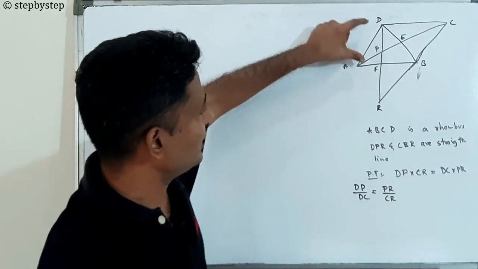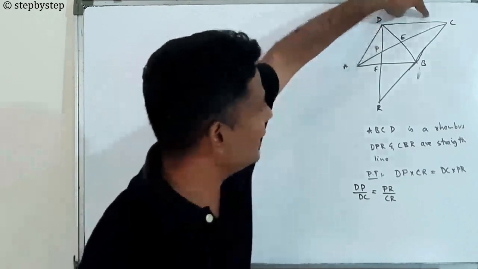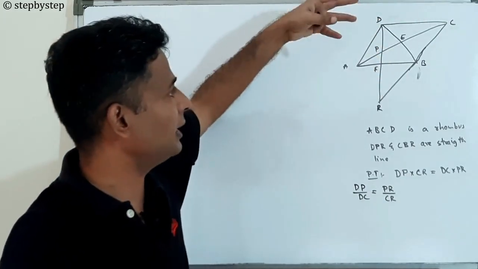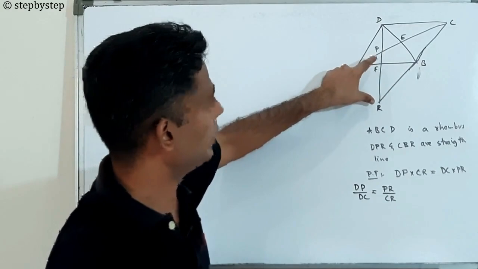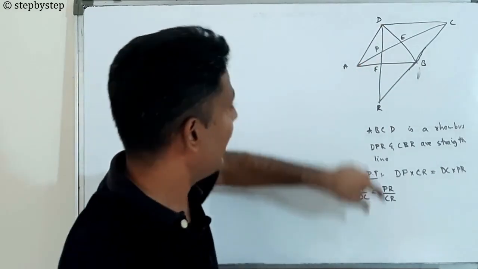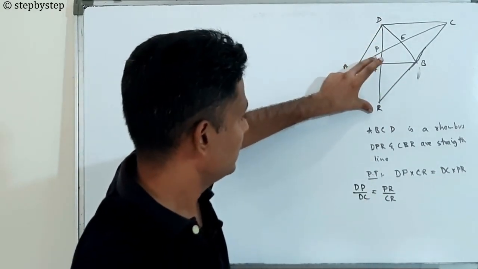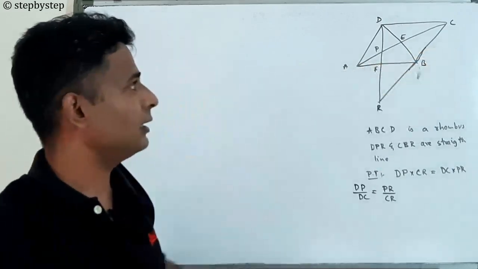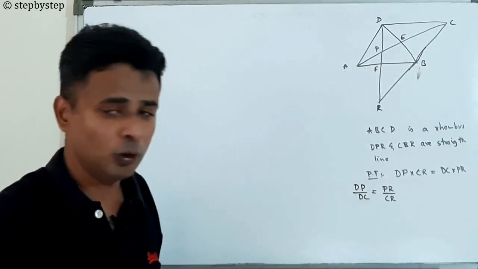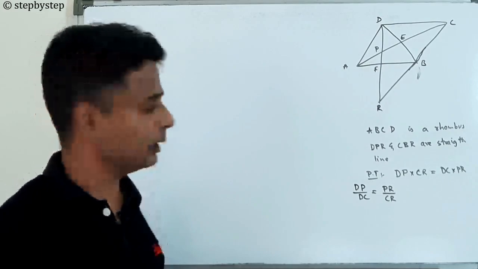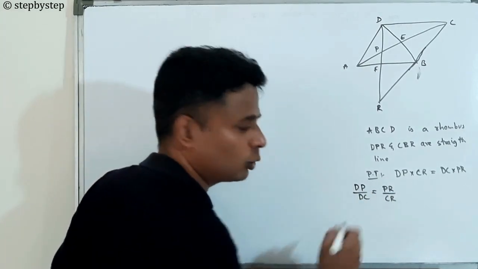But if you notice, DP and DC come in the same triangle. You cannot make it into two different triangles because DP and DC and PR and CR, you cannot make these two and these two part of two different triangles where these two are in the same triangle and these two are in the same triangle.